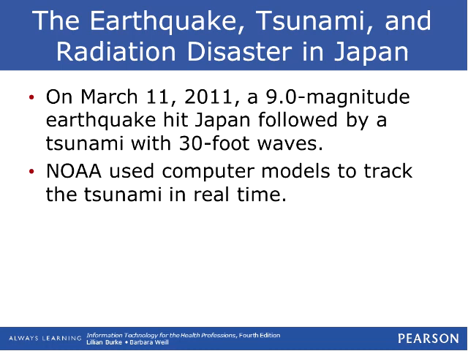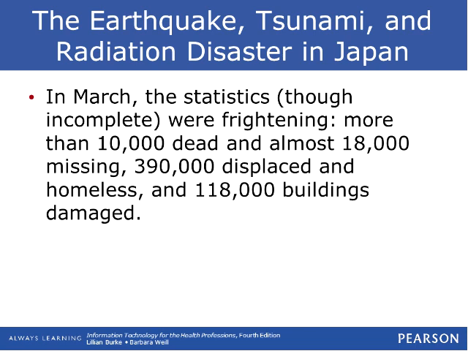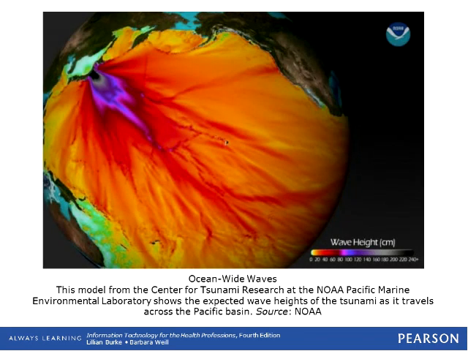Now, the earthquake, the tsunami, and the radiation disaster in Japan. On March 11, 2011, a 9.0 magnitude earthquake, which is gigantic, hit Japan, followed by a tsunami with 30-foot waves. And the NOAA used computer modeling to track the tsunami in real time so they could predict and help to evacuate people. In March, the statistics, though incomplete, were frightening. More than 10,000 people were dead, almost 18,000 people were missing, 390,000 people were displaced and homeless, and 118,000 buildings were damaged based on this tsunami.